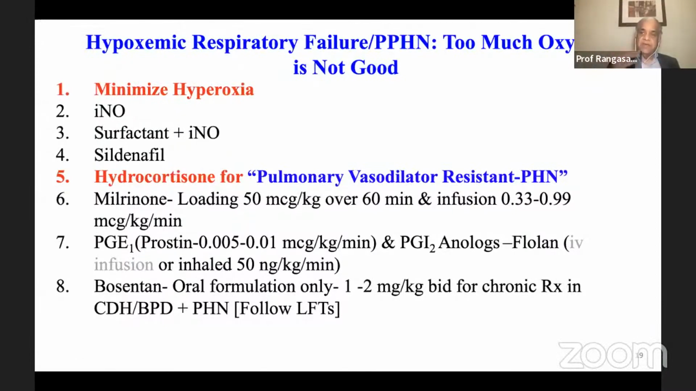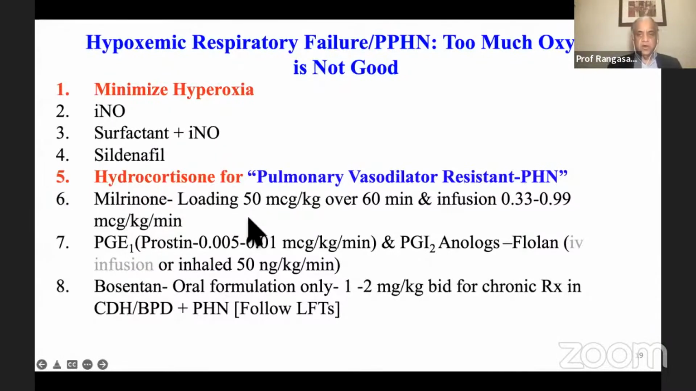Sometimes when you wean the baby, they get rebound pulmonary hypertension. You can start them on sildenafil and then wean the baby off from like 5 parts per million to 4, 3, 2, and 1. Hydrocortisone for pulmonary vasodilator resistant pulmonary hypertension. Milrinone, again, especially with left ventricular failure, or so-called passive pulmonary hypertension, post-capillary or pulmonary venous hypertension. Milrinone is a very good drug.